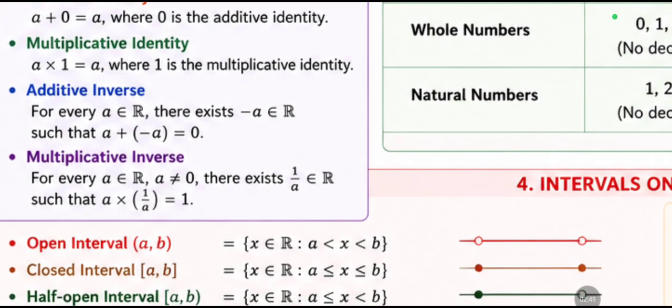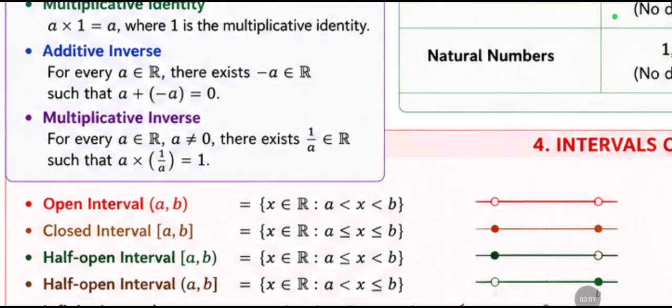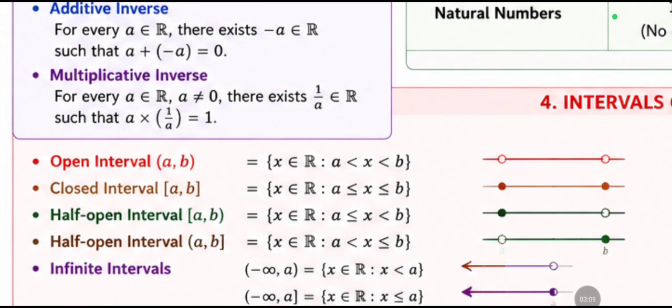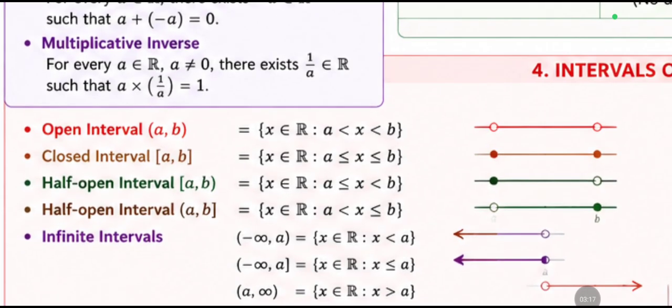And additive inverse. Additive inverse means for every a belongs to R, there exists minus a also belonging to R, such that a plus minus a equals 0. So a is the additive inverse of minus a and minus a is the additive inverse of a. Now multiplicative inverse. For every a belongs to R, a not equals 0, there exists 1 by a belonging to R such that a into 1 by a equals 1. Means 2 is the multiplicative inverse of 1 by 2. Similarly, 1 by 2 is the multiplicative inverse of 2.